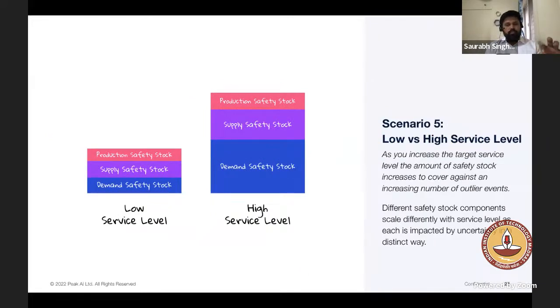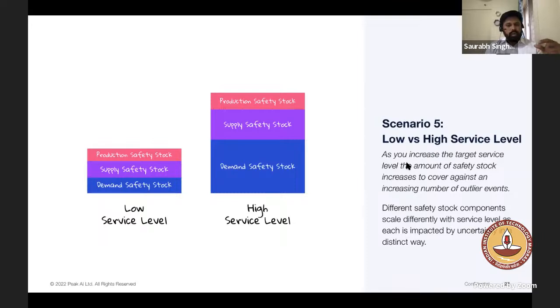Scenario number 5, which is low versus high service level. As you increase the target service level, the amount of safety stock increases to cover against an increasing number of outlier events. Service level here essentially means how many times you have been able to satisfy your end customer requirement in terms of supplying the good or the product that you are manufacturing. Low service level means most of the time you are not able to satisfy your end customer requirement. High service level means most of the time you are able to satisfy your end customer requirement.